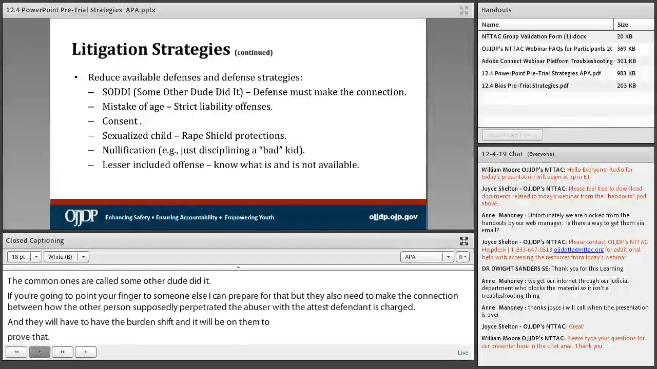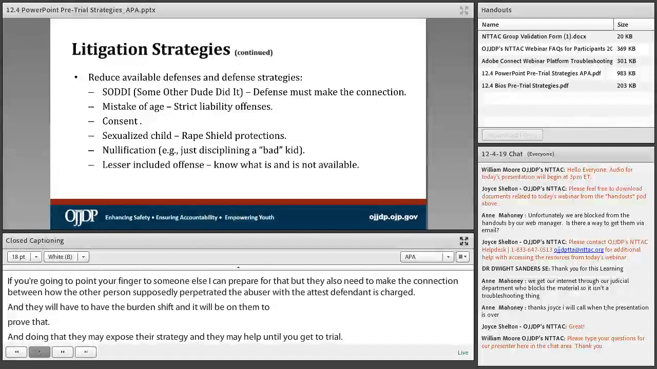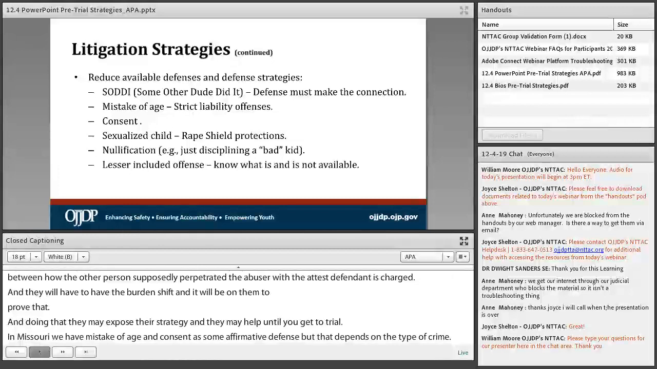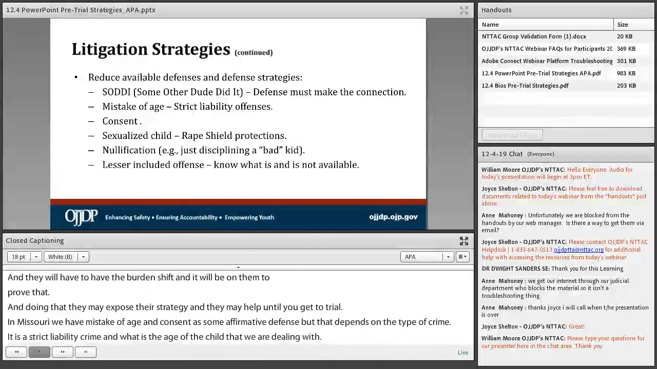In Missouri, we have mistake of age and consent as some affirmative defenses, but that depends on the type of crime. You know, is it a strict liability crime? And what is the age of the child that we're dealing with? But the good thing about mistake of age and consent is if you're going to go with one of those defenses, I want to know that early, because that means you're at least admitting to the conduct for which you are charged, and that's going to make my job maybe a little bit easier.